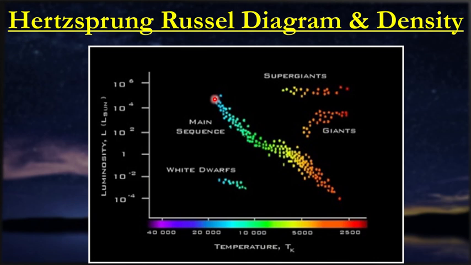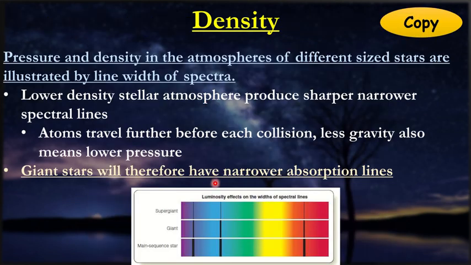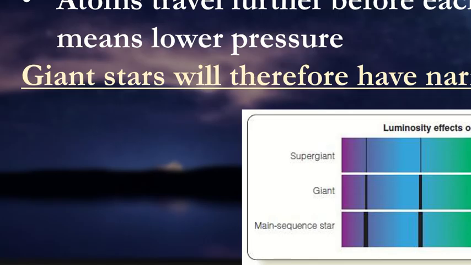What we know in terms of the data is supergiants have very thin absorption lines, and the main sequence stars, so the smaller stars, actually have a thicker absorption line. Now, perhaps you might be thinking to yourself, why is that the case? How do you work that one out?